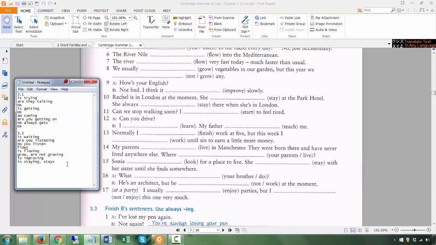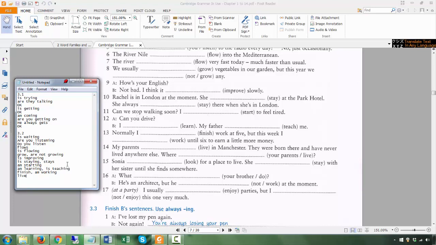Can we start walking soon? I am starting right now. Can you drive? I am learning right now. My father is teaching me. Normally I finish, present simple, but this week I am working now, just for this week, in the middle of this week, right now, not forever, not permanently, not regularly, but right now I am working.